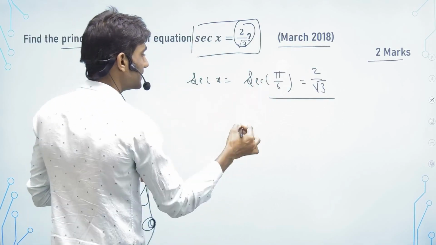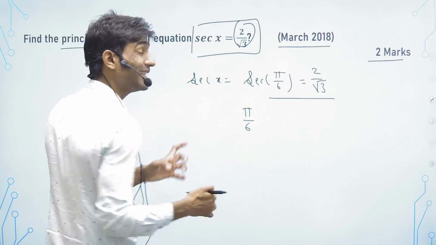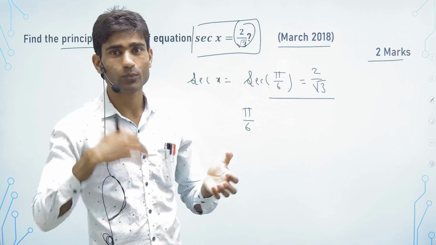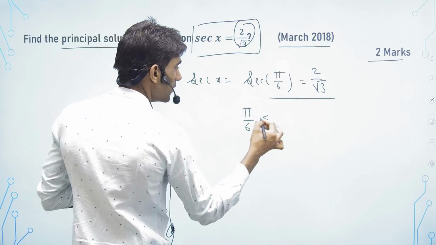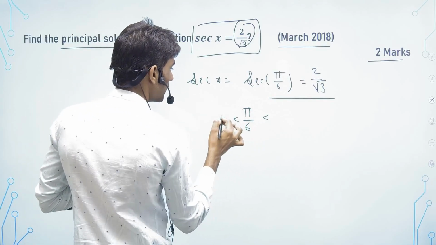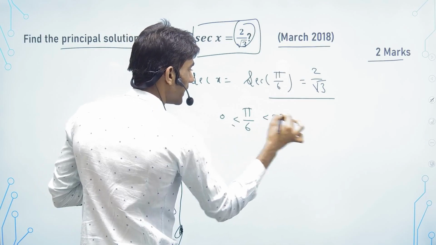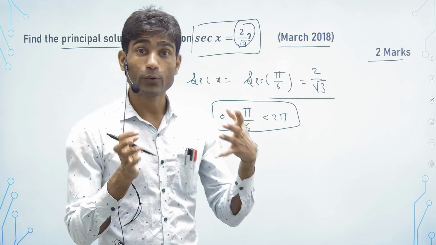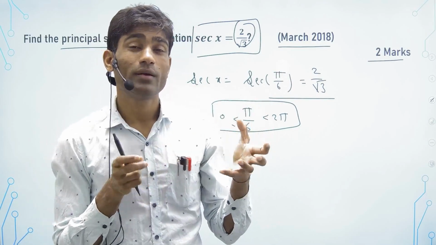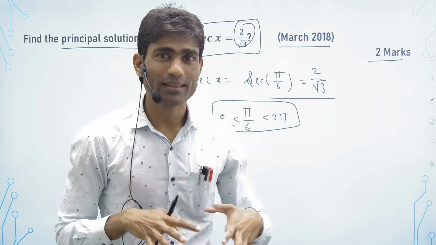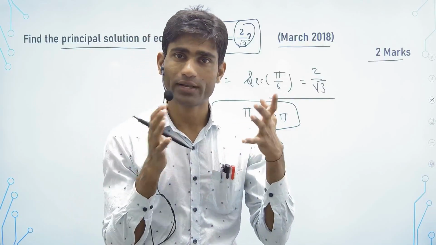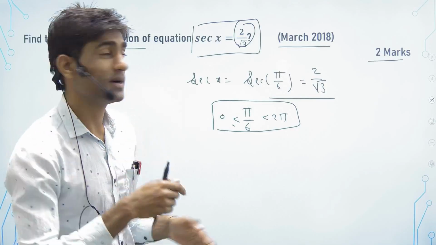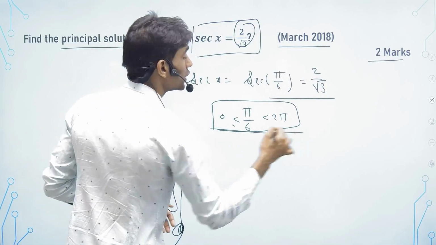So here pi by 6, and we know that pi by 6 means a 30-degree angle, which lies between 0 to 2 pi. Obviously it is there. That means we got the first solution, which is between 0 to 2 pi. As we don't have a negative angle, we do not have to use allied angle for conversion. Whatever the first theta coming, we'll consider it as our first principal solution.